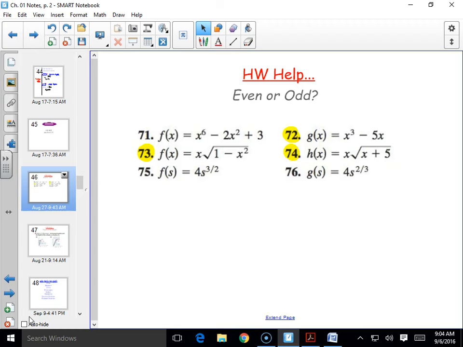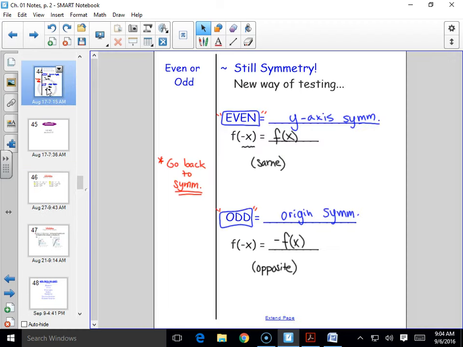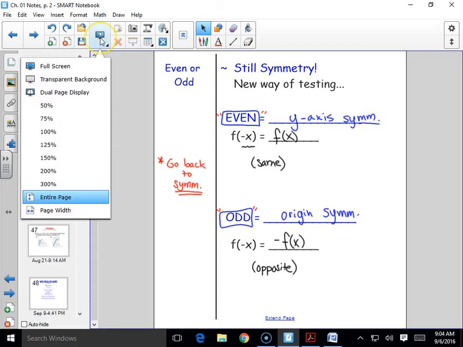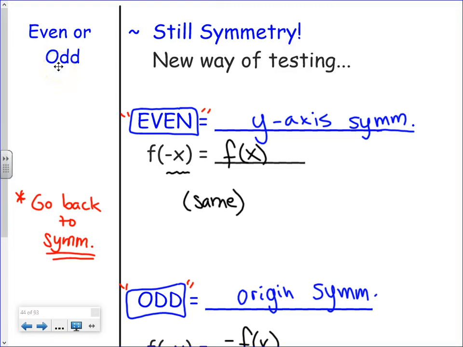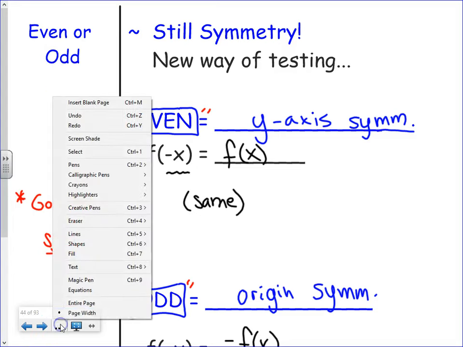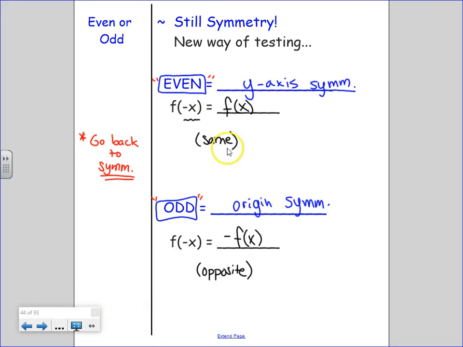So, before we go to what you guys got as answers, let's go back real quick to what it means to be even or odd. Even means I plug in a negative x where? Everywhere, right? Function notation, plug it in everywhere. And if it simplifies to be the same, I can say even, it has y-axis symmetry.